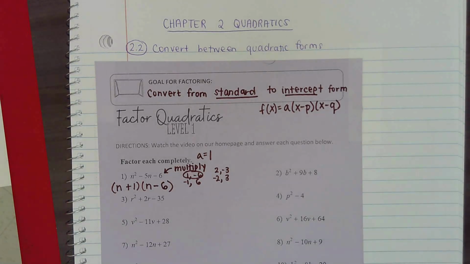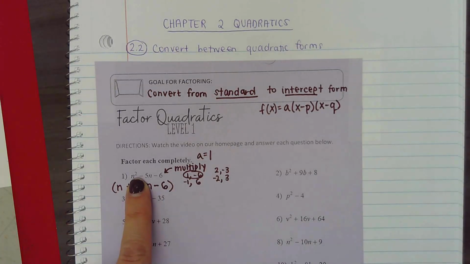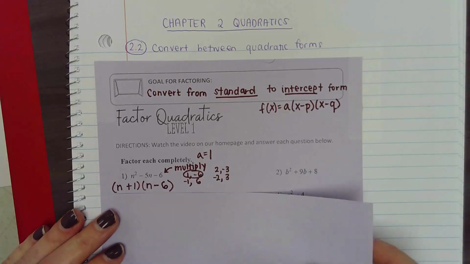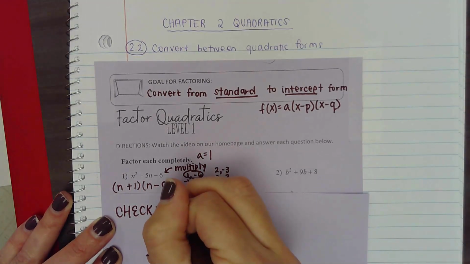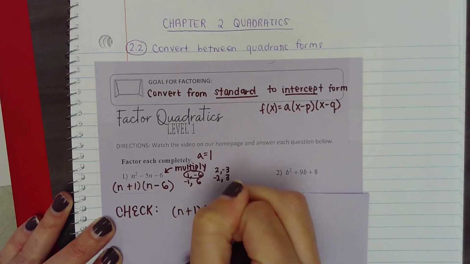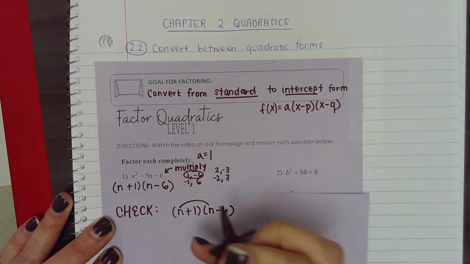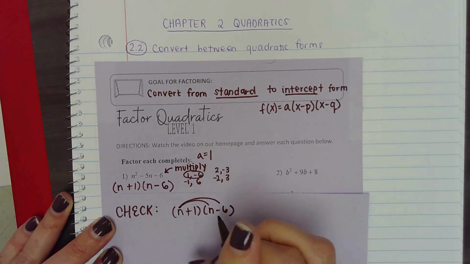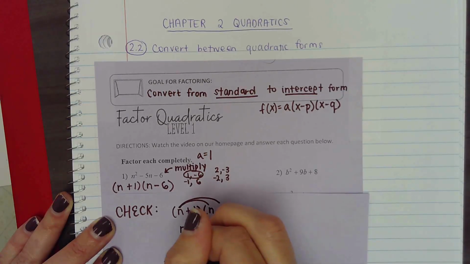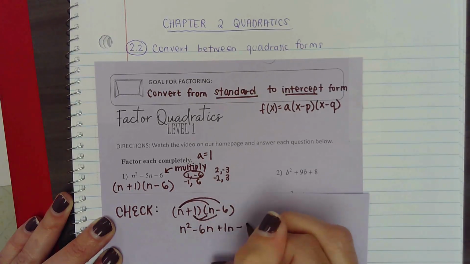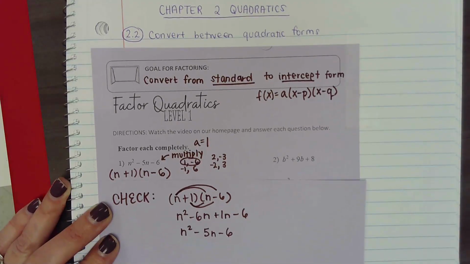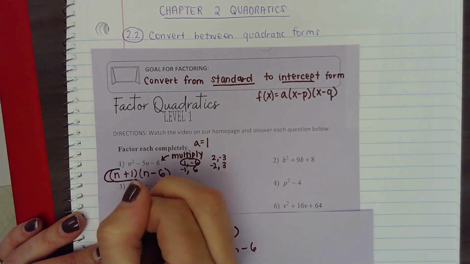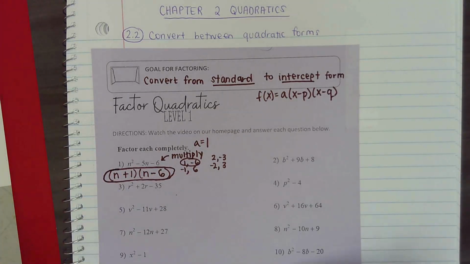To check your factors, all you have to do is convert this back to standard form. We convert back to standard form by double distributing. So check your work. Do it on the side. Check your work by double distributing. So n plus 1, n minus 6. We have n squared minus 6n plus 1n minus 6. Combine like terms, I get n squared minus 5n minus 6. I got the standard form back when I checked my answer. So that's how I know these are the correct factors of this standard form.